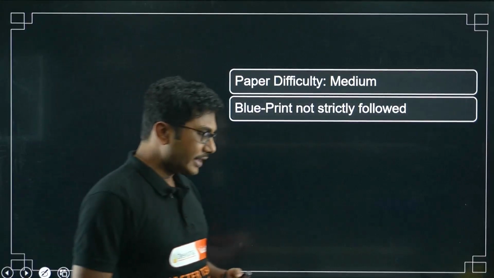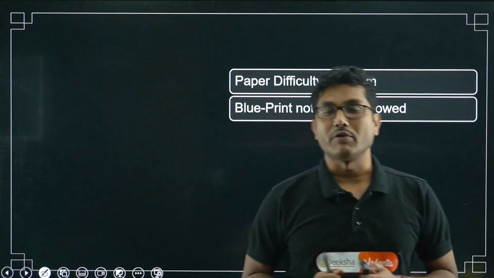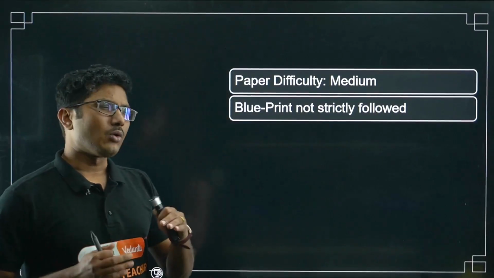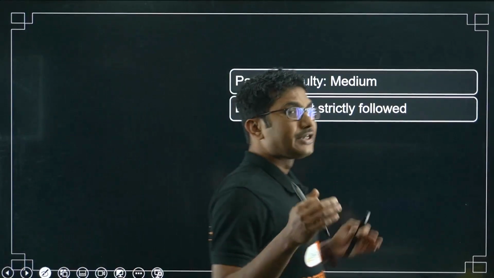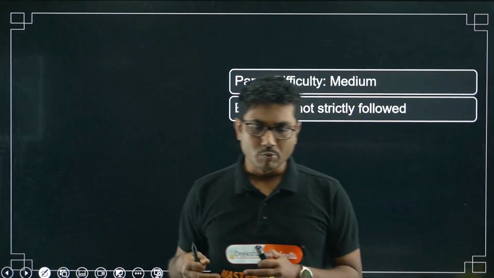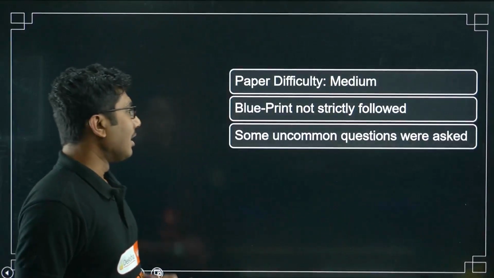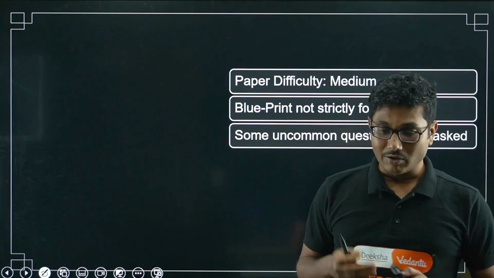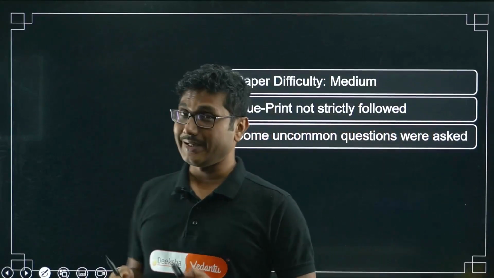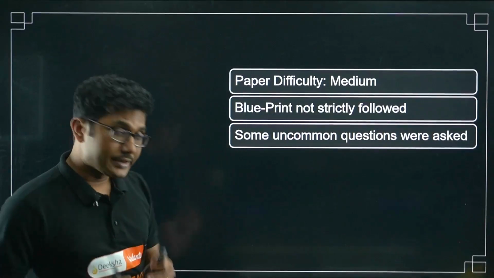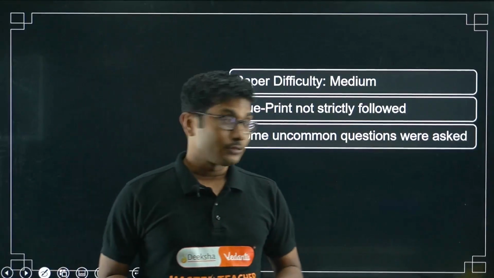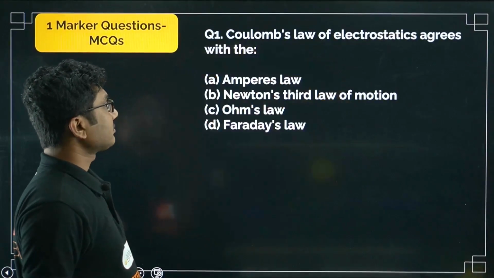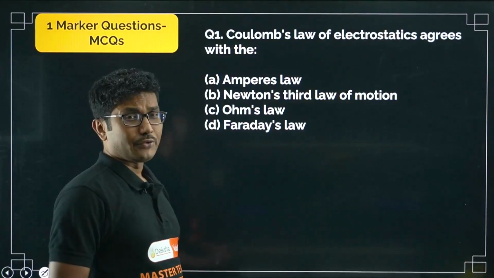Now what blueprint have they followed? They have not strictly followed any of the given blueprints. There are certain deviations from the blueprint, but overall it's okay. It's a mixture of all the blueprints, not a single blueprint was followed, right? Now some uncommon questions were asked. That's why I gave it a medium rating, not an easy rating or a hard rating. Some questions were uncommon, we will see that as well. So first we will start with the MCQ and fill in the blank section. So let's see the MCQ questions first.